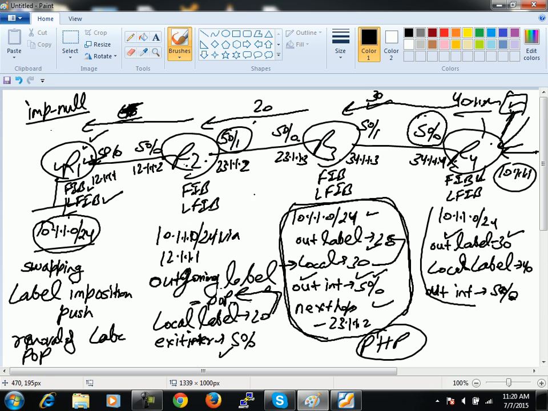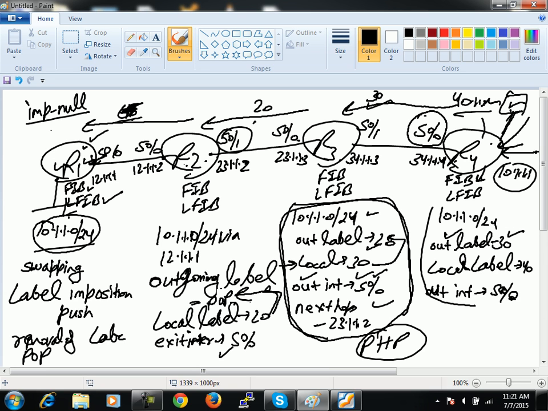Fine. Now, as I said, to exchange label information between two routers, there must be some protocol. So we have two protocols to distribute label information between two routers. One is TDP, another one is LDP. TDP is Cisco proprietary, so we will not learn anything related to TDP, but we will go through LDP, label distribution protocol.